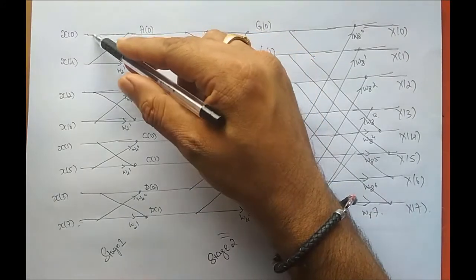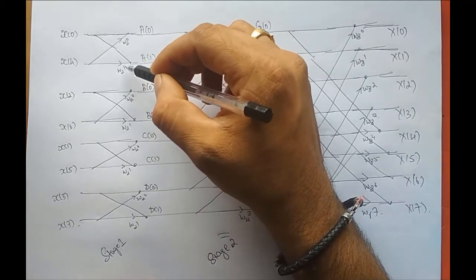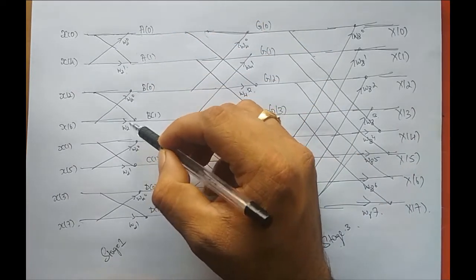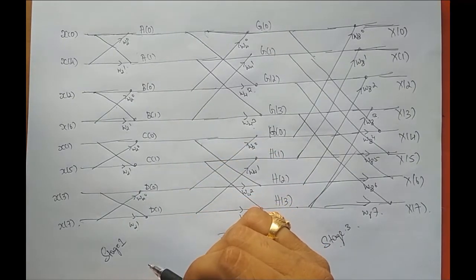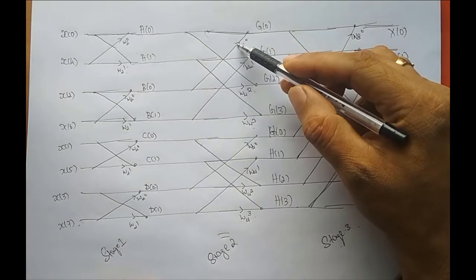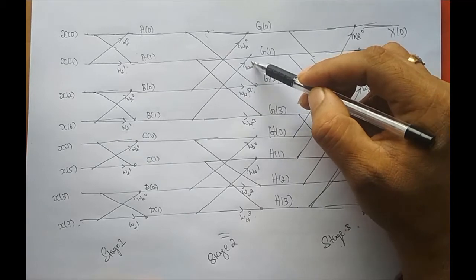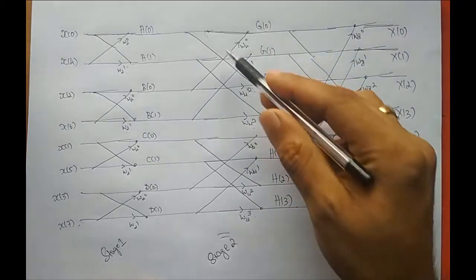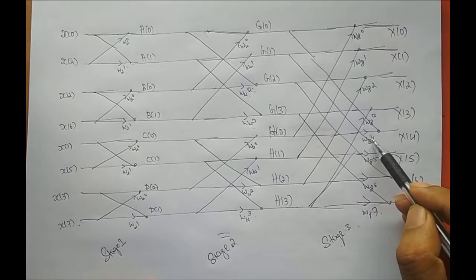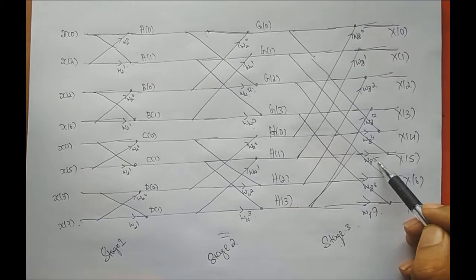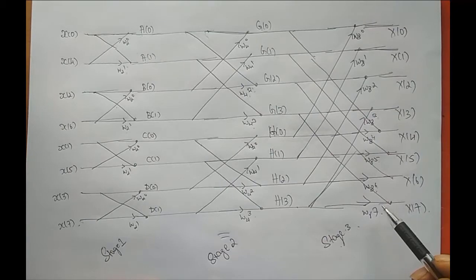So if you see, this is a 2-point DFT, right? We decompose this into 2-point. So this is W2 power 0, W2 power 1, W2 power 0, W2 power 1, W2 power 0, W2 power 1, and W2 power 0, W2 power 1, right? Similarly, in this butterfly, we have W4 power 0, W4 power 2, here W4 power 1, W4 power 3. The same pattern repeats here. And in the third stage, we have W8 power 0 and W8 power 4, W8 power 1, W8 power 5, W8 power 2, W8 power 6, and W8 power 3, and W8 power 7.